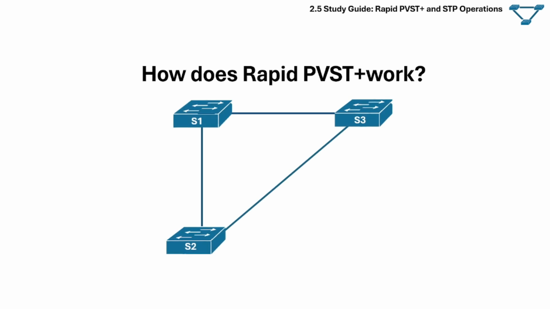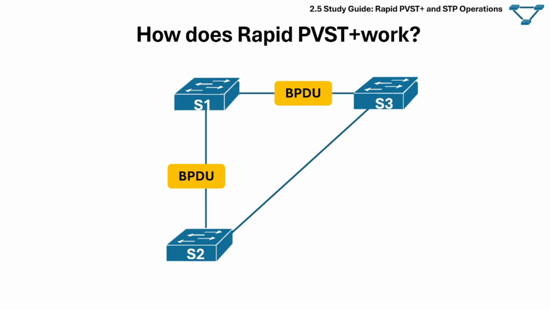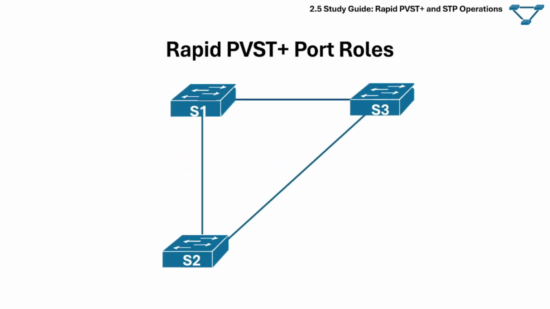How does Rapid PVST+ work? Rapid PVST+ is an enhancement of PVST+, and most of the terms and mechanics are still the same, with little differences. Let's take a look into the differences. In PVST+, only the root bridge generates and sends BPDUs. Other switches just forward those BPDUs they receive from the root. In Rapid PVST+, every switch actively generates its own BPDUs. They don't just forward the root BPDUs. Let's now understand the Rapid PVST+ port roles.